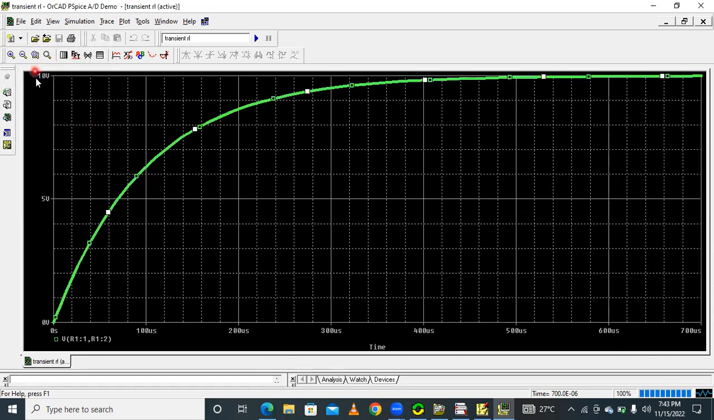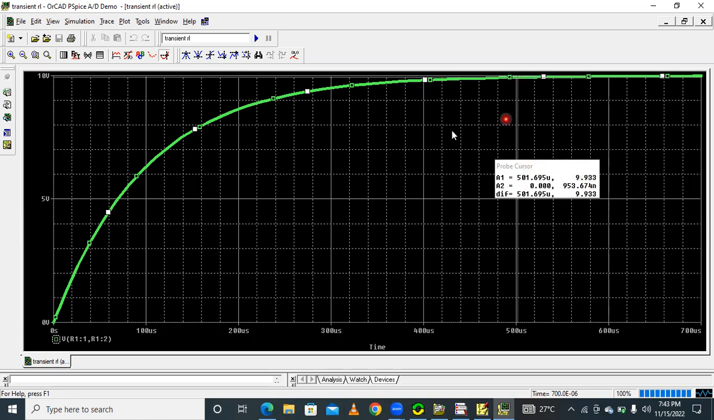So the final steady state voltage is nothing but 10 volts. For 500 microseconds is called the steady state time. t is equal to infinity is called the final steady state time. So at 500 microseconds, 9.99 is approximately 10. This way, the voltage drop across the resistor we have to understand by using PSpice.